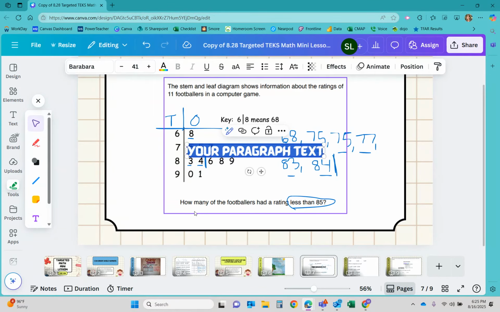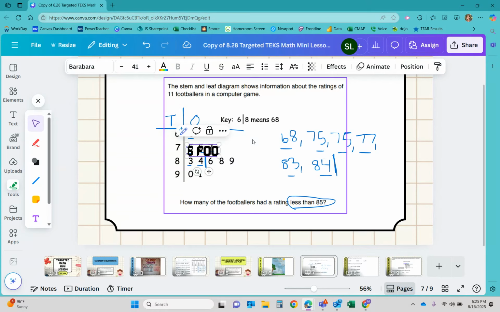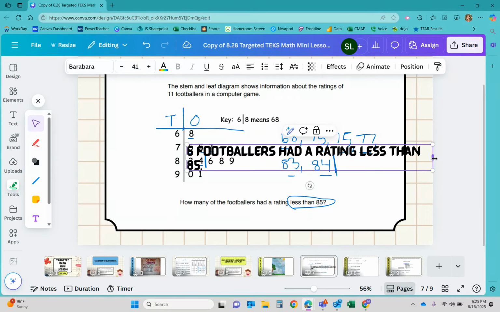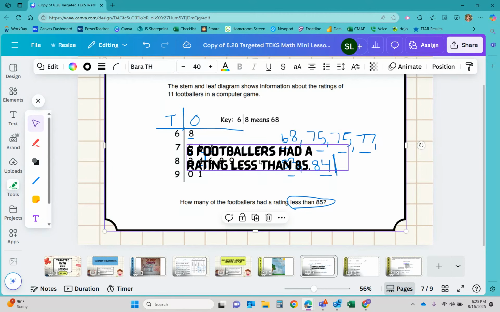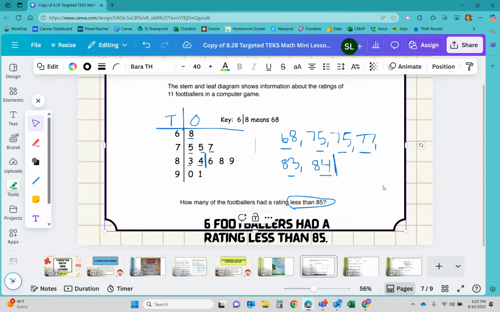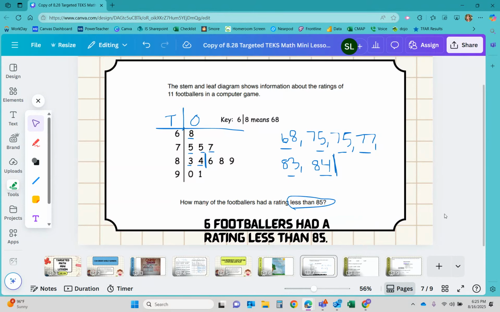So if I type in my answer here, we have 6 footballers had a rating less than 85. So that would be my answer written as a sentence. 6 footballers had a rating less than 85.